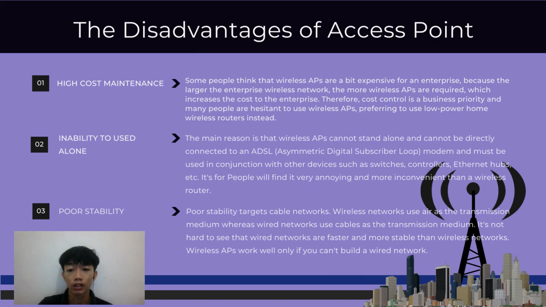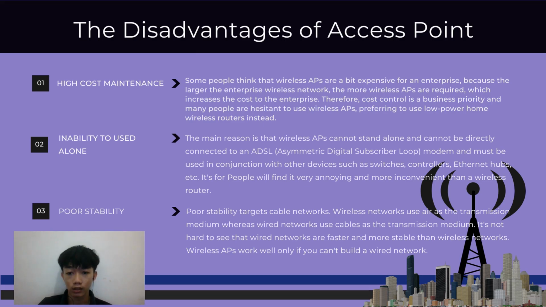The second disadvantage is the inability to use it alone. The main reason is that a wireless AP cannot stand alone and cannot be directly connected to an asymmetric digital subscriber line modem, and must be used in conjunction with other devices such as switches, controllers, Ethernet hubs, etc. People will find this very annoying and more inconvenient than a wireless router.